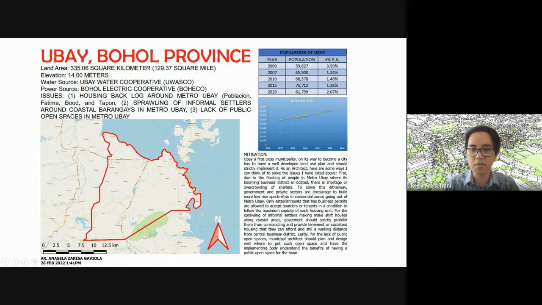To solve this, government and private sectors are encouraged to build more low-rise apartments in residential zones going out of Metro Ubay. Only establishments that have business permits are allowed to accept boarders or tenants, on the condition that they follow the maximum capacity of each housing unit. For the sprawling informal settlers making makeshift houses along coastal areas, government should strictly prohibit them from constructing and provide tenement or socialized housing.